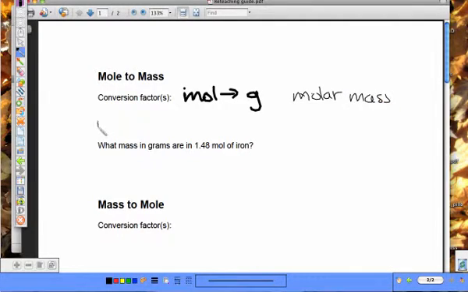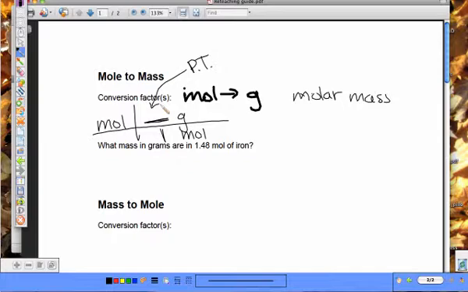So if we're given moles, what units have to be on the bottom? Moles, and then we can have grams on top. And it's always the mass of 1 mole, so it's 1 mole here. And where would you find that number? Periodic table. And that way our moles cancel out. We're left with grams, which would be what they were asking for.